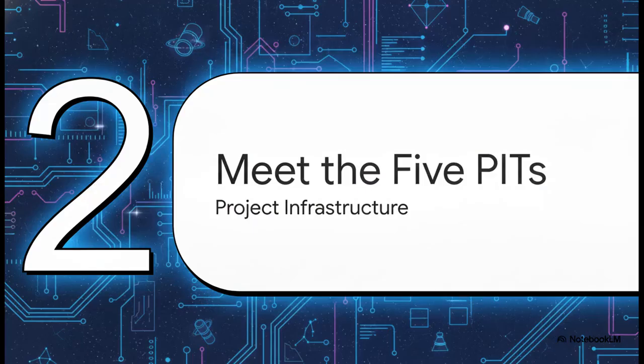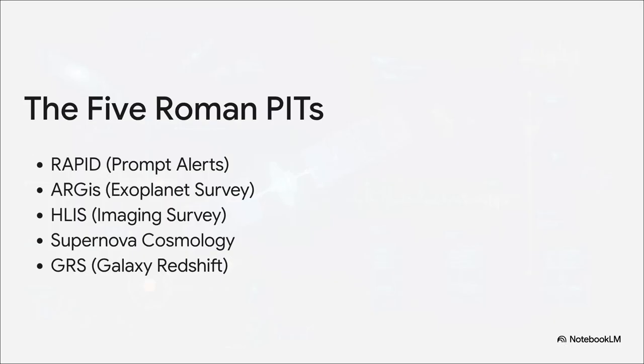Moving right along to Section 2, let's meet the 5 PITs. NASA officially selected these 5 project infrastructure teams. We've got Rapid, ARGis, HLIS, the Supernova Cosmology team, and the Galaxy Redshift Survey team. Each one of these is made up of dozens of leading scientists and software engineers. And while all 5 are doing just absolutely incredible work for the community, today's deep dive is going to focus specifically on the critical deliverables coming from Rapid, ARGis, and HLIS.